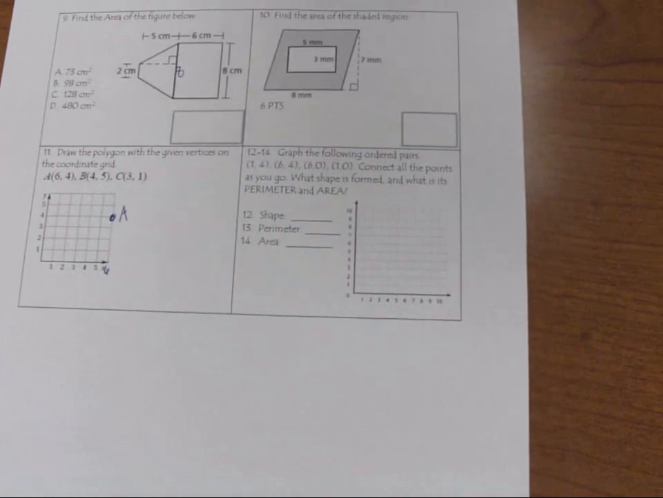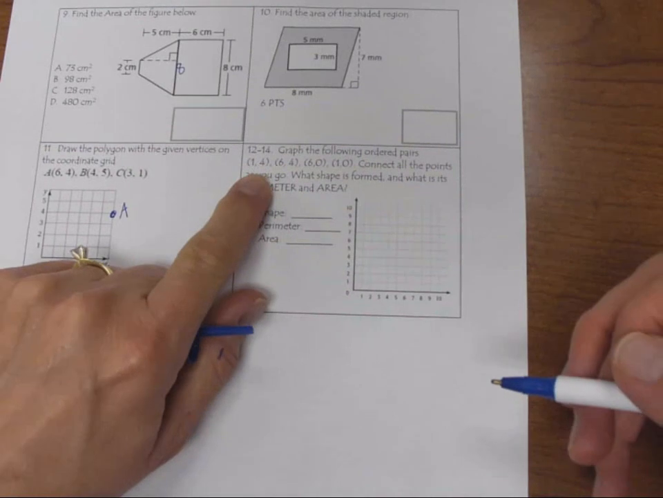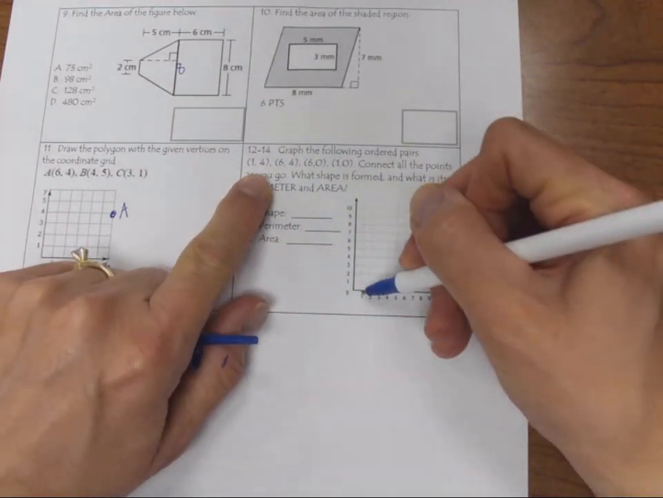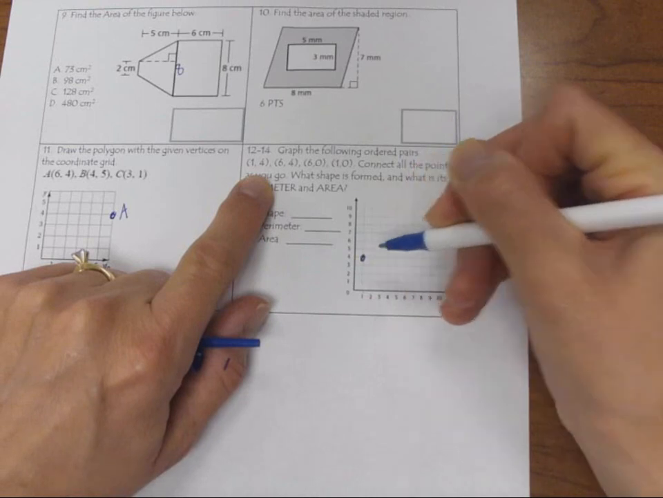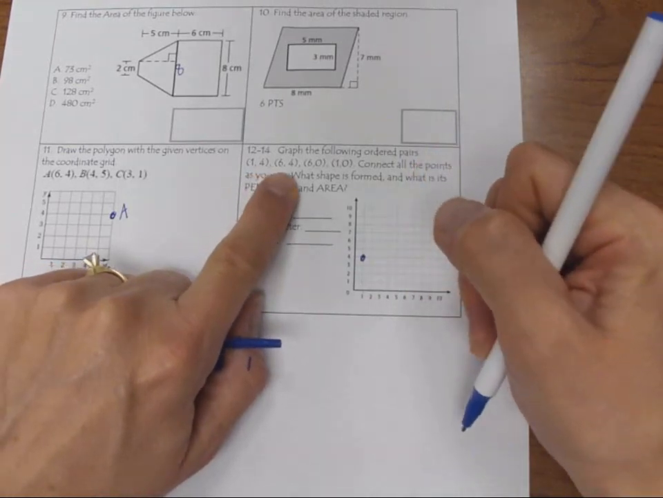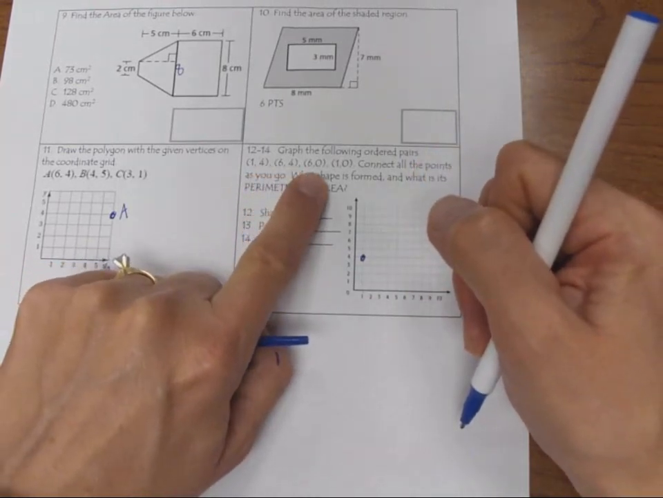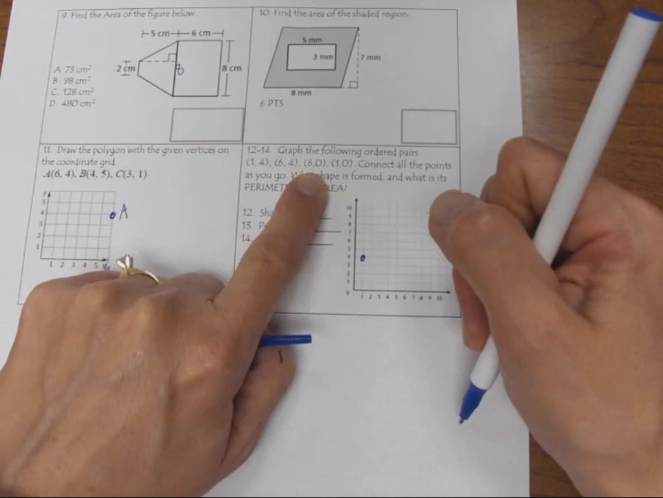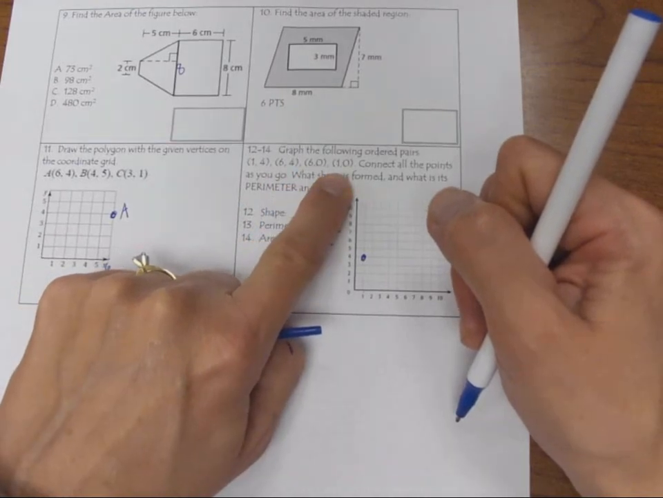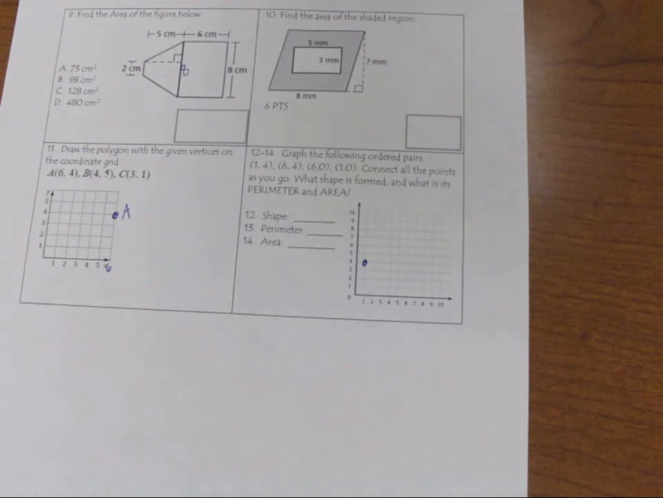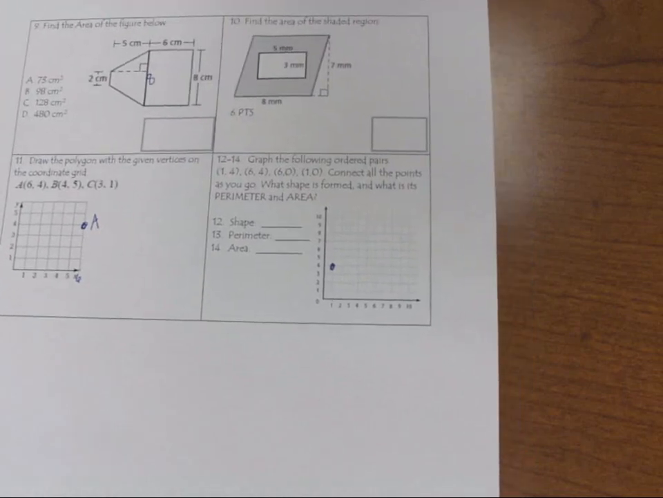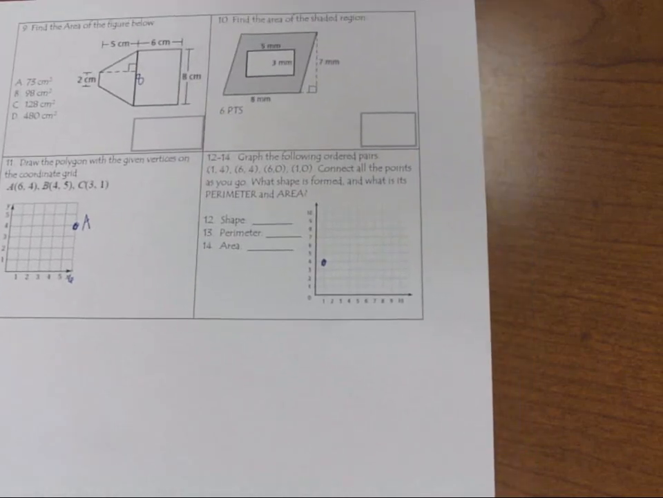Okay, numbers 12, 13, and 14. This is the same thing. You plot these points. Hop on the elevator at 1, go up 4, put a point. Okay, hop on the elevator at 6, go up 4, put a point. Hop on the elevator at 6, don't go up anywhere because it's 0. Hop on the elevator at 1, don't go up anywhere, it's 0. Put your points. Connect them. What shape is that?